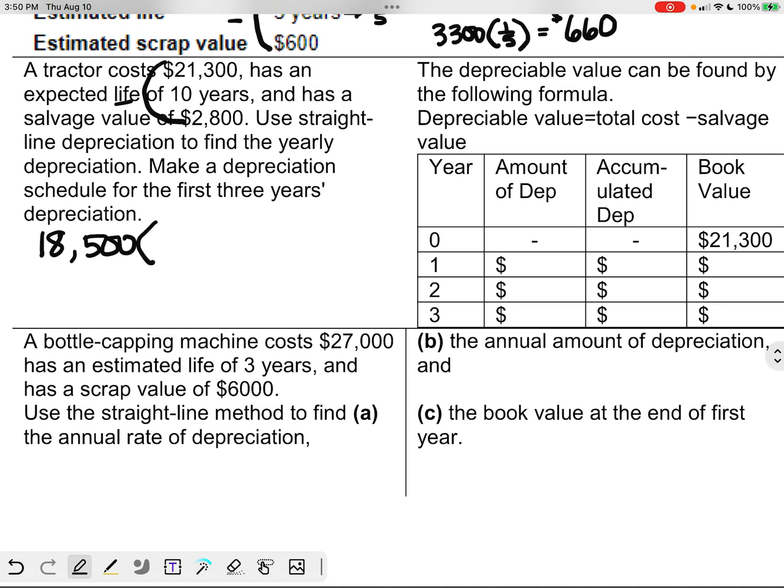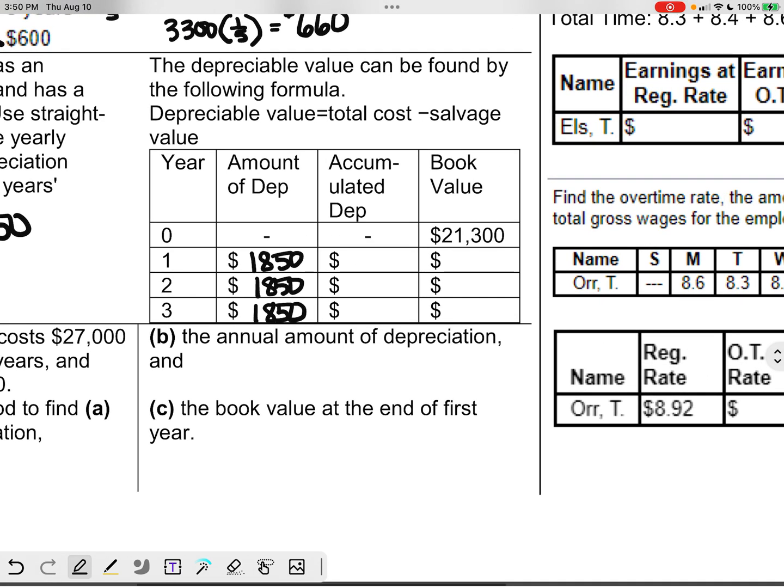We know that we have 10 years, so we're going to take 1 out of 10 for my year, and that'll put me at $1,850. So every year you lose $1,850. So let's go ahead and put $1,850 into each of these. Column 2. We can also go for year 1 and put our $1,850 for our accumulated, meaning how much we've lost overall in our lifetime.